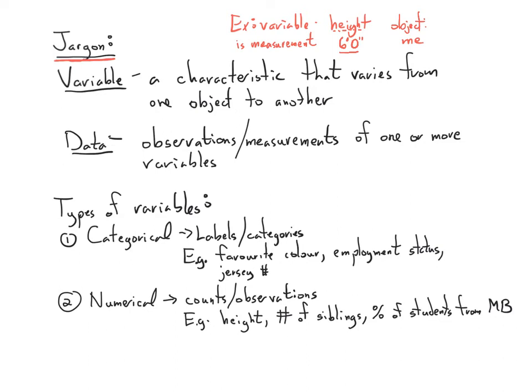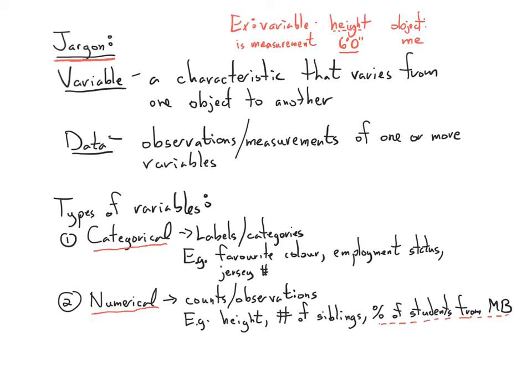Now there's 2 types of variables that we're going to come across, and we're going to treat them a little bit differently. Different graphs will be appropriate for different types of variables. And they are categorical and numerical. And I guess I'll talk about numerical first. There are things you can count or measure. You can measure somebody's height. You can count how many siblings they have. You can calculate and therefore count the percentage of students that are from Manitoba.